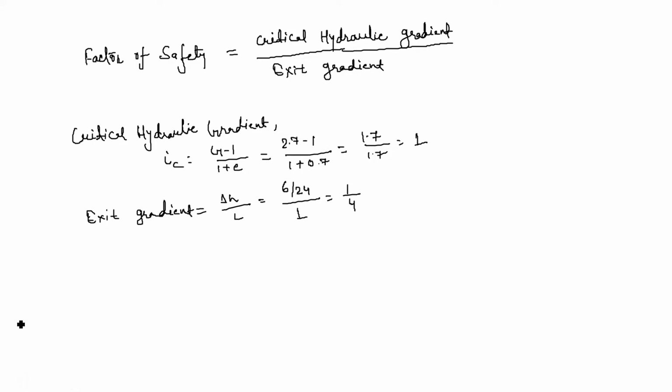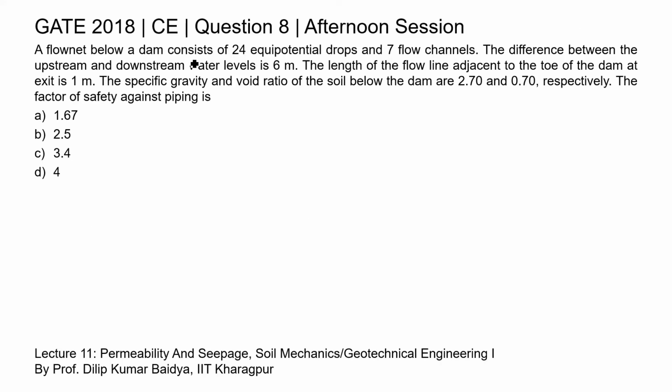So now putting the value of this critical hydraulic gradient and exit gradient in this equation, we can find the factor of safety. So critical hydraulic gradient comes as 1 divided by exit gradient. So exit gradient we have just calculated as 1 by 4. So the factor of safety comes as 4. So we can say the factor of safety against piping is 4. 4 is in option D. So option D is the correct answer for this question.